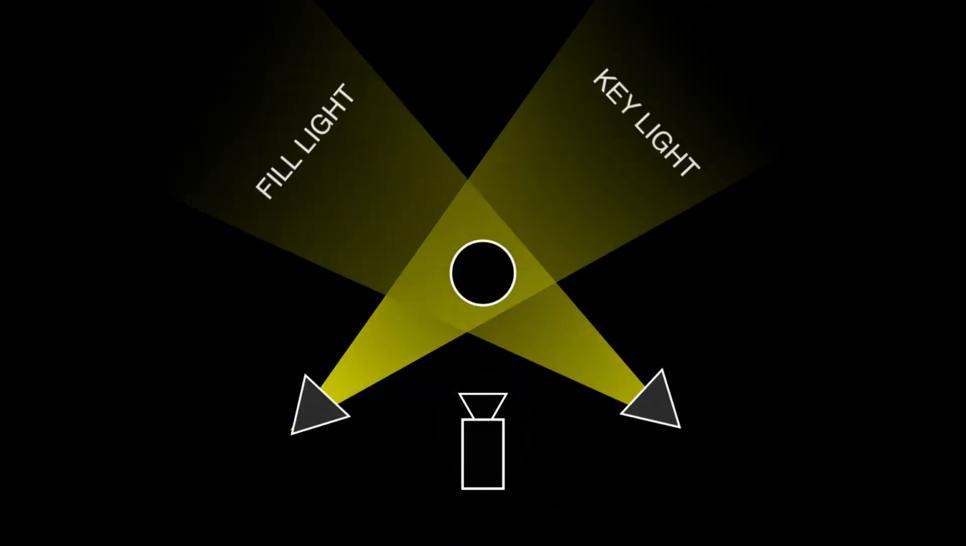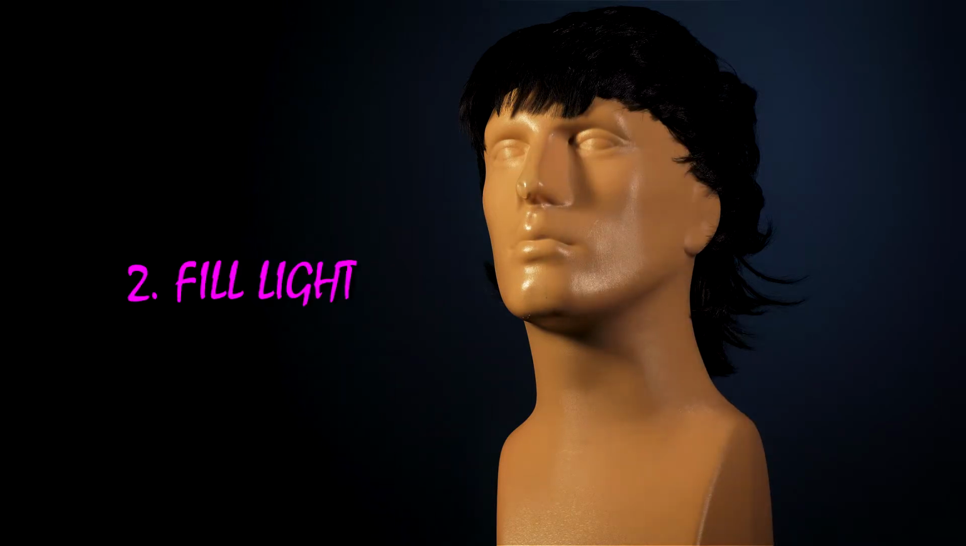The fill light is placed on the opposite side of the camera from the key to fill in the shadows. The fill light is usually a little less powerful than the key, so there's still some depth to the face. But again, play around with it and see what you like.